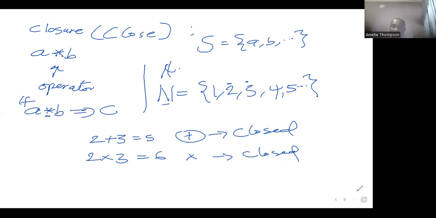Another one that I want to talk about is the commutative law.